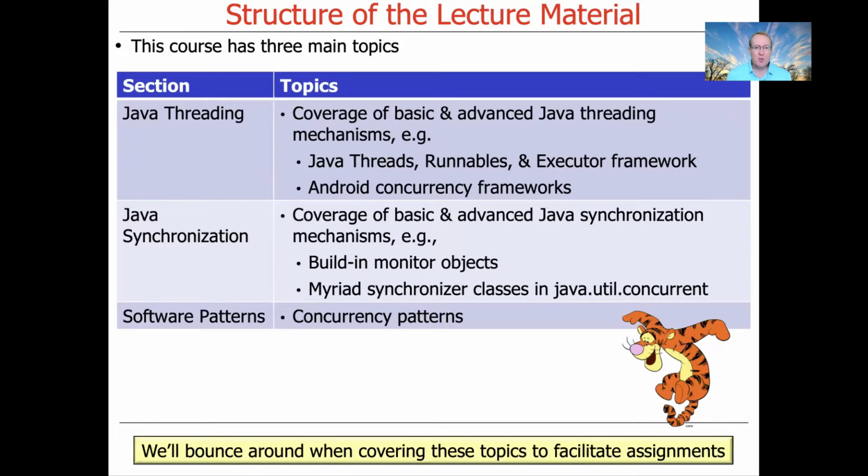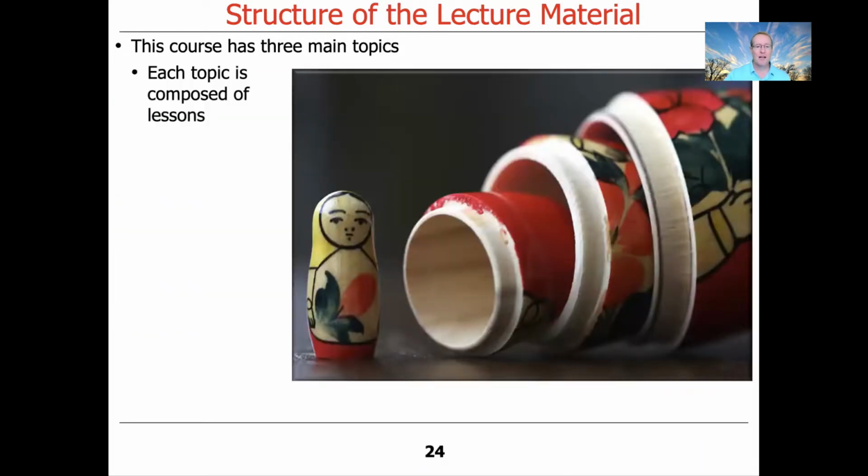For various reasons, we're going to bounce around between these topics as we go through the course. The primary reason for this is that your programming assignments will typically require you to learn some threading mechanisms to do part A of each assignment and some synchronization mechanisms to do part B of each assignment. So we do threading followed by synchronization, get the assignment done. Then we do some more threading, some more synchronization, get the next assignment done, and so on and so forth. And I'll talk in a second about how the assignments work as well.